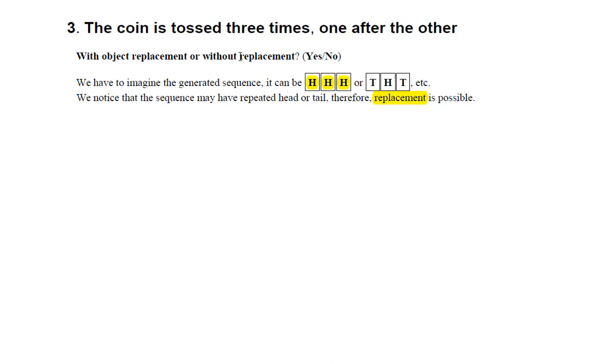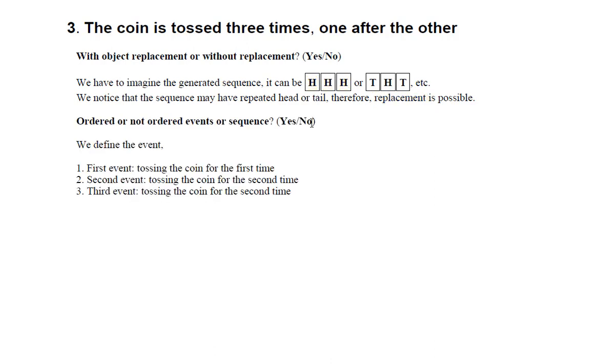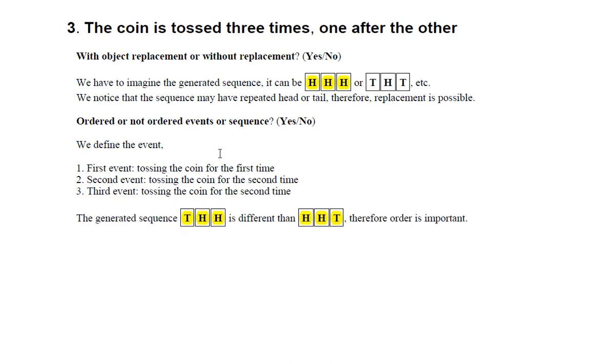First we have to ask if there is replacement, and we can see that a sequence has 3 symbols, so we may get head and head and head, and each time the letter is repeating, that would imply replacement. So we have replacement, and then we have 3 consecutive events, which means we have order. So a sequence like THH is different than HHT, even though the first sequence has 2H and the second one has 2H, and the first one has 1T and the second one has 1T, but each sequence is going to be counted separately as a separate entity.